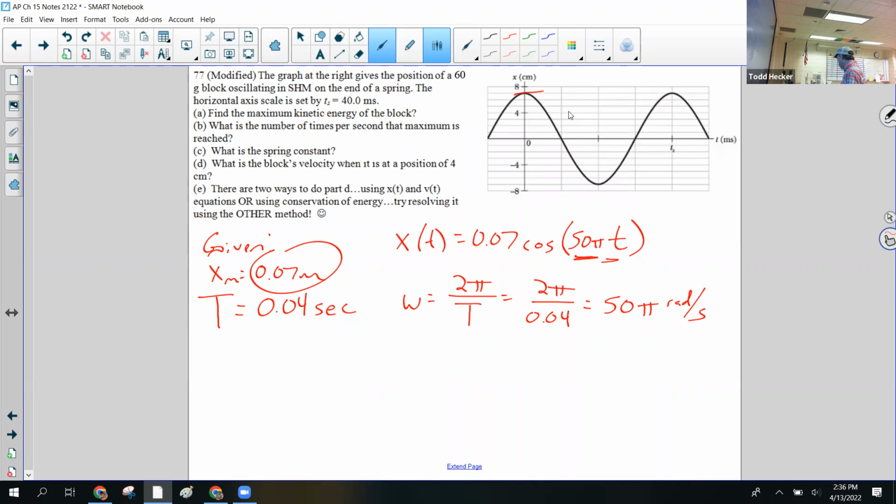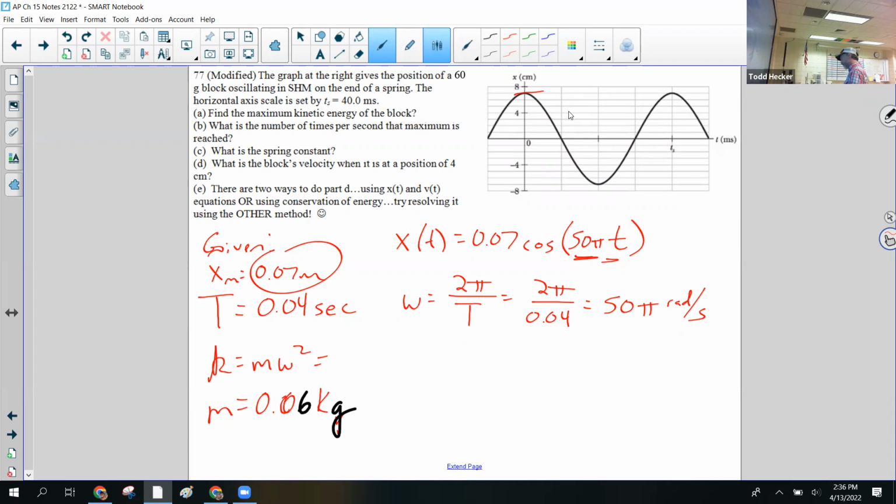All right. So at this point, we could use the equations, right? Well, then K is m omega squared. Let's see. Do we know the mass? Oh, we do. I forgot to write that down when I wrote out the givens. The mass is 60 grams or 0.06 kilograms. So if you do 50 pi squared times 0.06, you get 150 pi. Do I believe that?